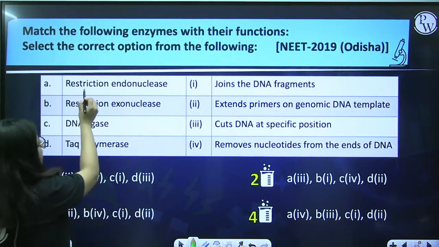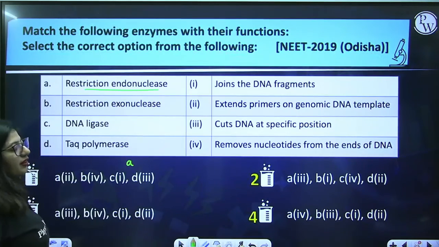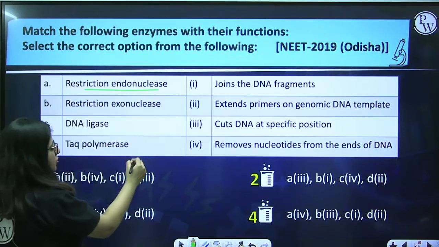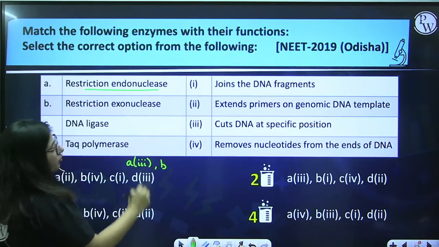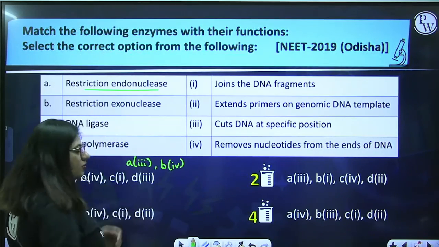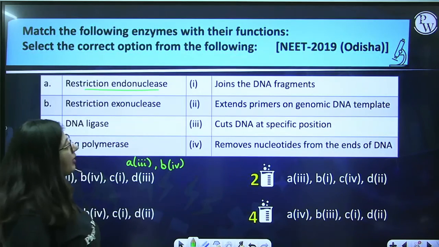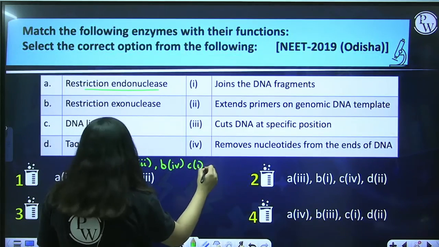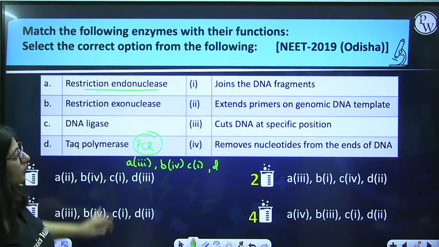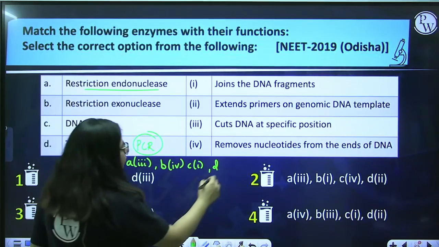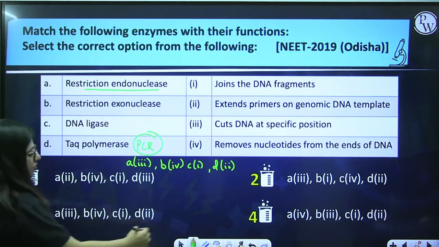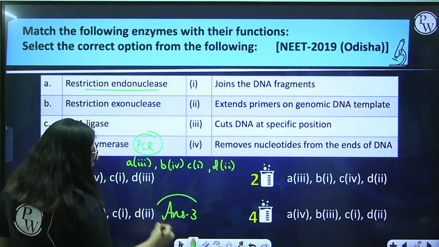Endonuclease will always cut the DNA within, not at the ends, and always at a specific position. So for A we have 3. Exonuclease will always remove the nucleotides from the ends of DNA. That's why it is known as exo. Exo means outer, endo means within. DNA ligase is the one which will always join the fragments, and Taq polymerase works in PCR, the polymerase chain reaction. This is the one which will extend the primers. It's like a DNA polymerase. So for this we have 2. So A3, B4, C1, D2. The answer to this question is 3. Simple. Next.